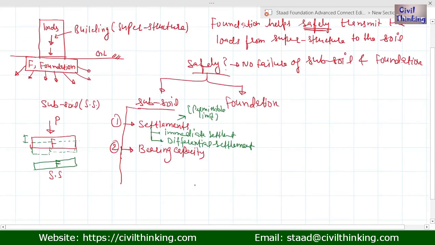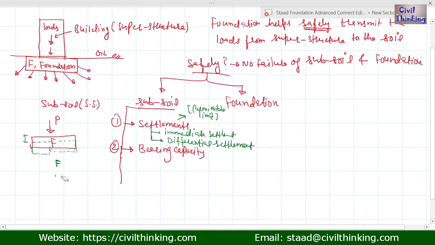And about the bearing capacity, now the foundation exerts a pressure on the subsoil, right? The pressure is exerted by the foundation to the subsoil. So the bearing capacity of subsoil should be enough to resist this pressure. So what is bearing capacity? Bearing capacity is the maximum pressure the subsoil can withstand.